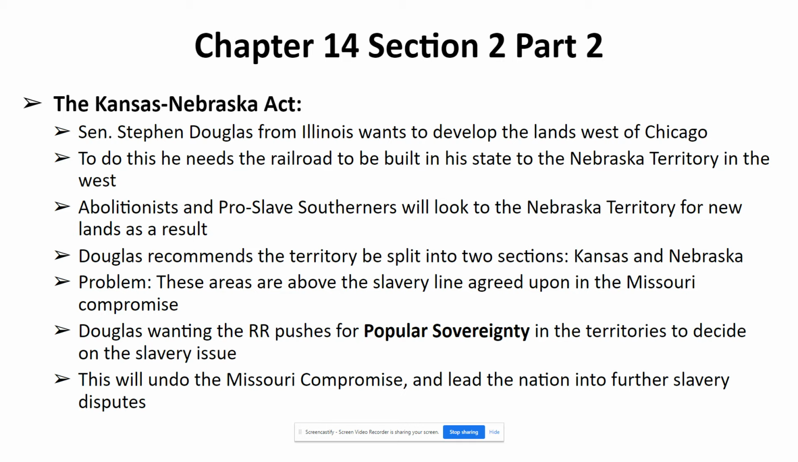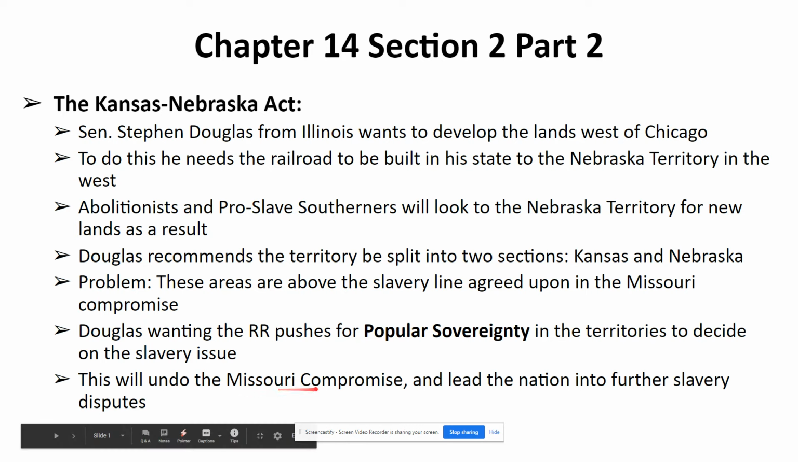So he introduces what's known as popular sovereignty. Definitely on your test. Where people in the territories will decide whether they're going to be slave or free. It sounds like a very democratic thing. Let the people vote. The problem is, it completely gets rid of the Missouri Compromise, and I'll explain this.